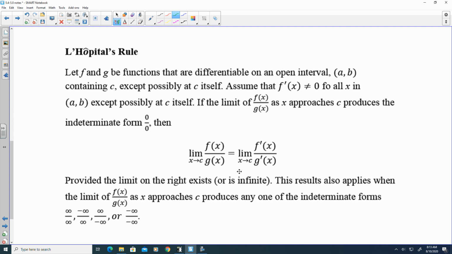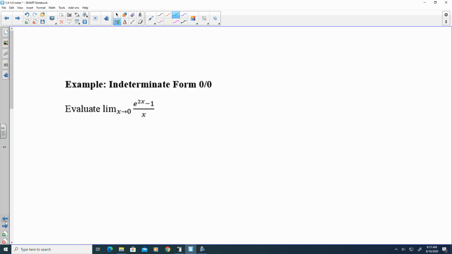So this is L'Hopital's rule. Take the derivative of the top over the derivative of the bottom if we are in an indeterminate form. And those indeterminate forms also include one of these 4 listed on the bottom that deal with infinities. So let's get started and do a couple examples of that.